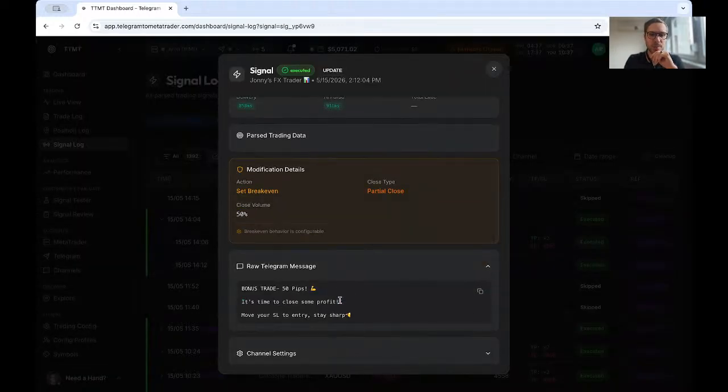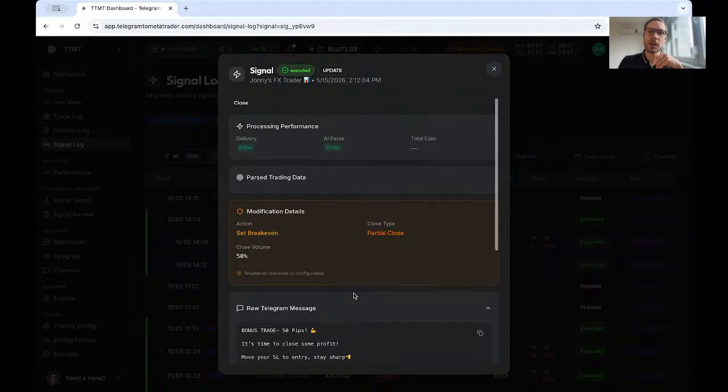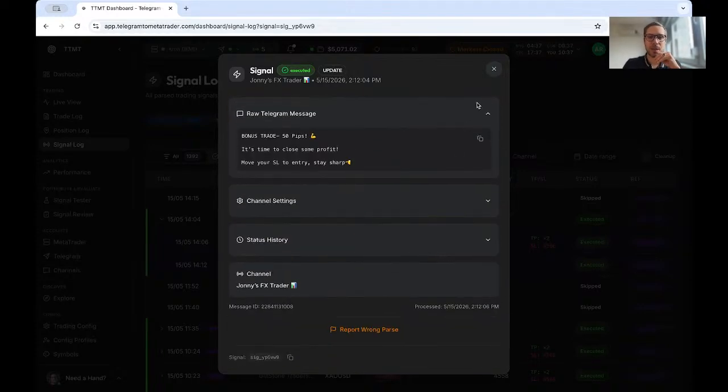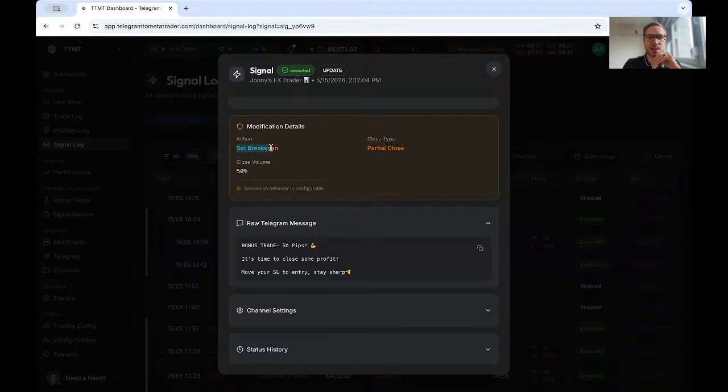It's time to close some profit, move your asset to entry stage sharp. You can see this is pure Homo sapiens language, and the system properly identified it as a set break-even and a partial close signal.